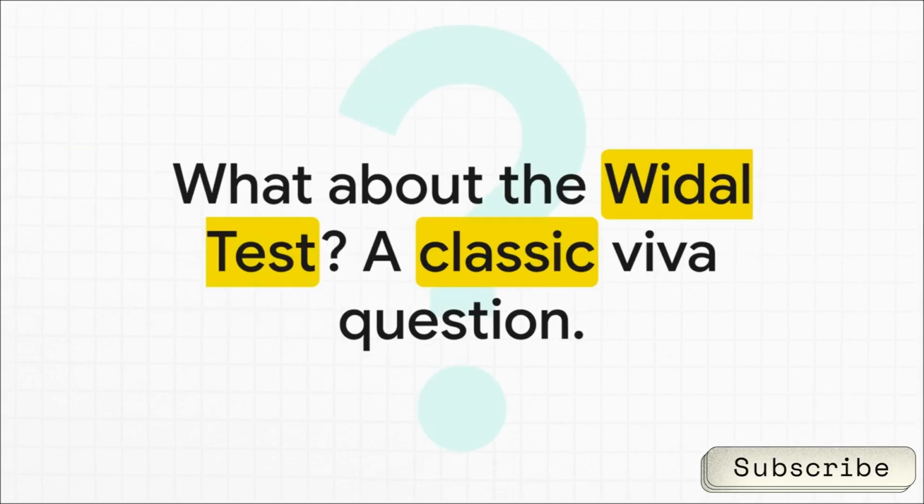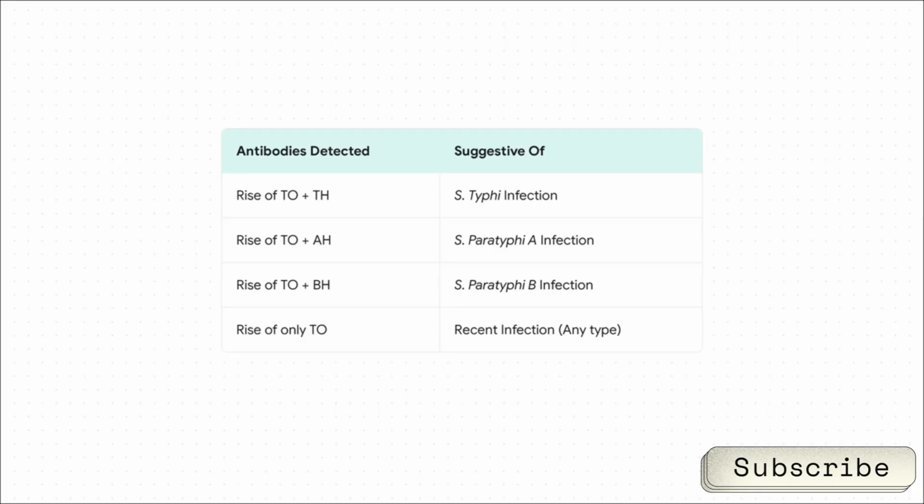But I can almost guarantee you're going to get asked about the Widal test. It's a classic for sure, but it comes with a lot of catches that you really need to understand. Interpreting the Widal test is really just about pattern recognition. You're looking for antibody titers that are rising. The TO antibody tells you, hey, this is a recent infection. Then the TH antibody tells you which specific serotype it is.